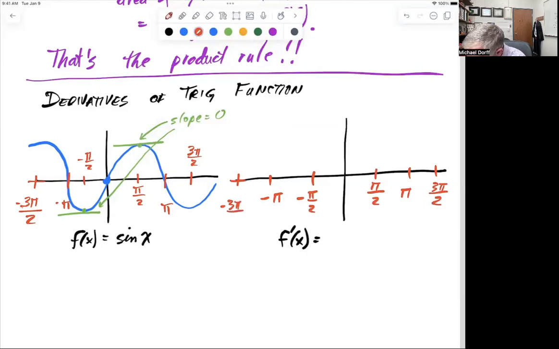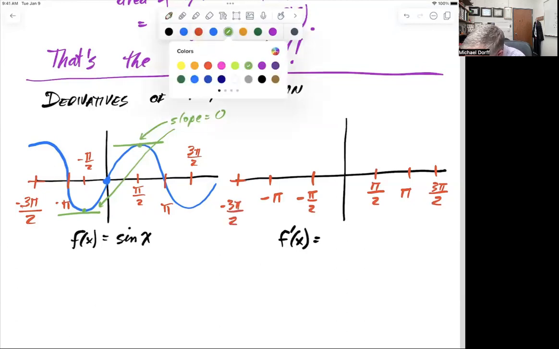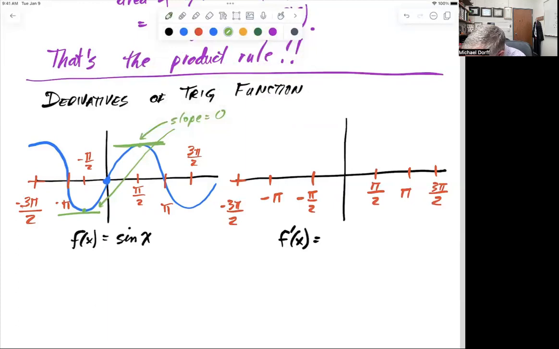Okay, so we put in those values there. And what do we know? We said we had a horizontal tangent line here at pi over 2 and at negative pi over 2 for the sine function. So that means on the graph of the derivative, it should be 0 at pi over 2 and 0 at negative pi over 2. We can also see that we're going to have a horizontal tangent line here at negative 3 pi over 2 and at 3 pi over 2. All those are going to have 0. So we put in zeros there and there.